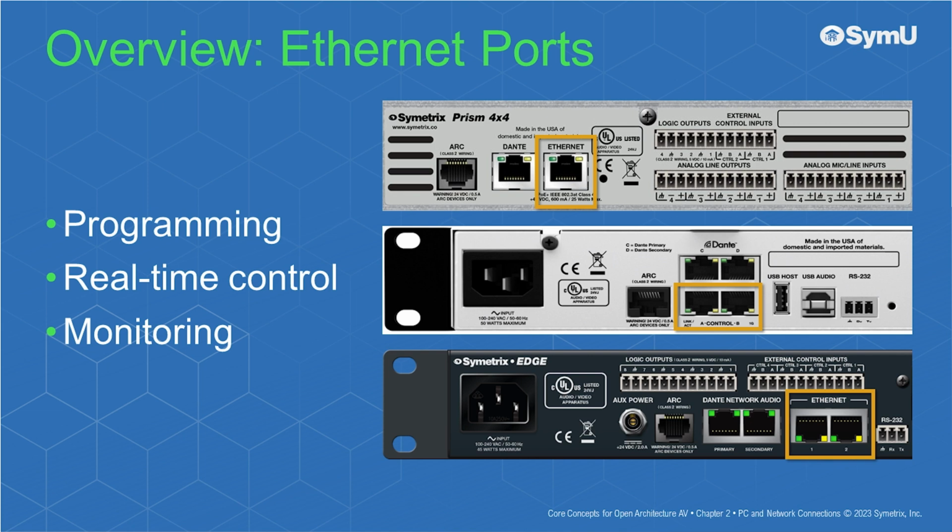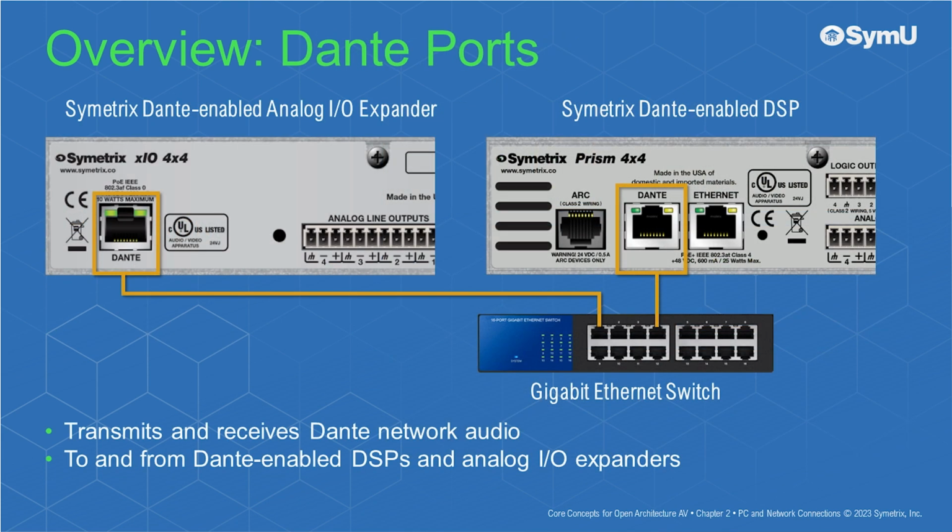The Ethernet ports on the rear panel of the DSPs are used for programming, real-time control, and monitoring. The Dante ports transmit and receive Dante network audio to and from Dante-enabled DSPs and analog I/O expanders.